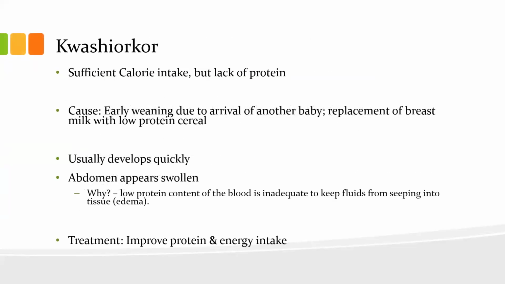Now, what can happen? What are some health concerns related to protein intake? Well, remember that if protein is not adequate, you can develop lots of diseases, and we'll just talk about two that are pretty common. Kwashiorkor is something that can result from a sufficient calorie intake. You're getting energy, but you're not getting enough protein. Generally, the cause of this is early weaning of an infant due to the arrival of another baby, and you get replacement of breast milk with a low protein cereal. And complications of kwashiorkor generally develop very quickly, and what you'll see is a swollen abdomen. Otherwise, the body will look quite gaunt apart from that abdomen. And the reason for that is that the low protein content in the blood is inadequate to prevent edema. Now, treatment for this would be to improve both protein and overall energy intake to get the individual back to a healthy body weight.